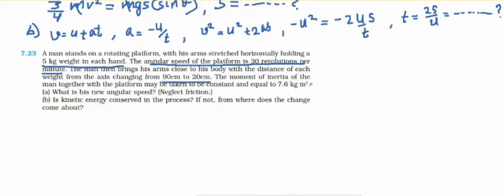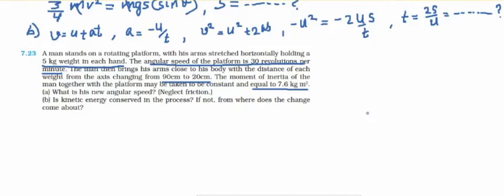Initially it was 90 centimeter apart, now only 20 centimeter apart. The moment of inertia of the man together with the platform may be taken to be constant and equal to 7.6 kilogram meter square. What is the new angular speed of the man? Is kinetic energy conserved in this process? If not, from where does the change come about?